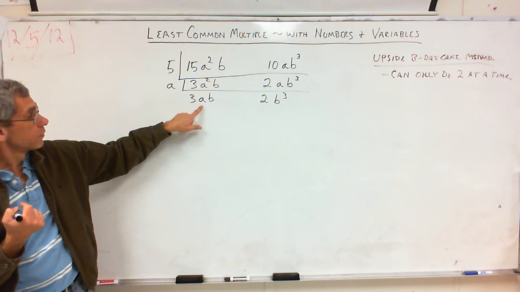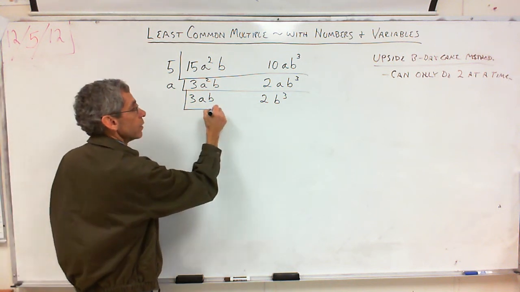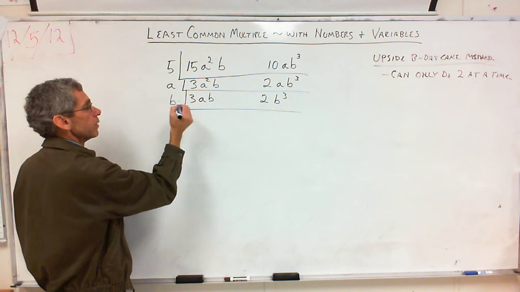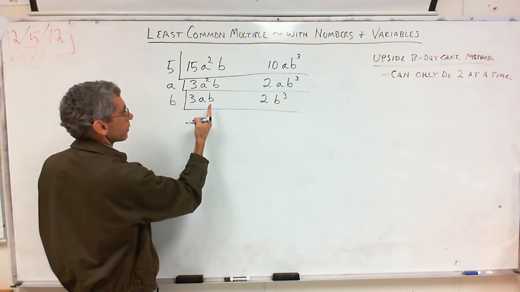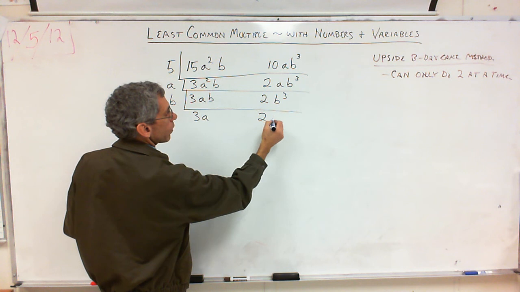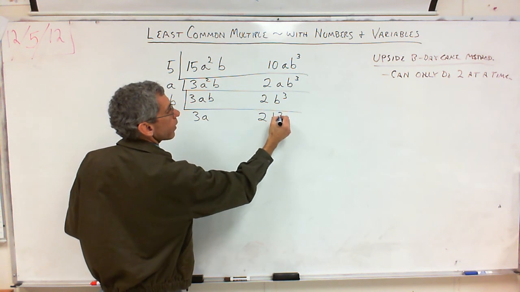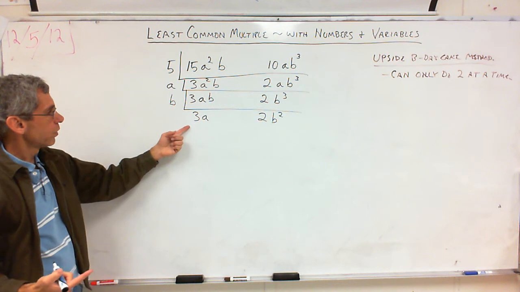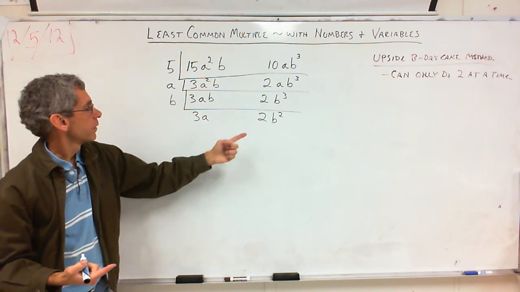Okay. Make sense? And then here, now what can I take out of this? A B, good. That'll give me 3A, and this will give me 2 what? B squared, because I'm taking one of them away. Okay, can I go any further? No, that's it.